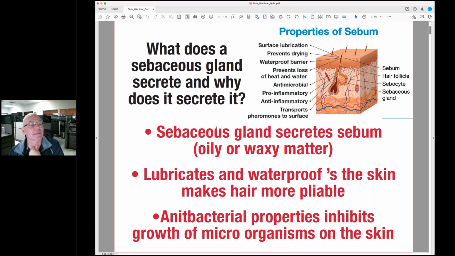So that is the properties of sebum. You can see surface lubrication, prevents drying, waterproof barrier. So kind of a barrier. Prevents loss of heat and water, antimicrobial, as I said. Okay, pro-inflammatory, anti-inflammatory. Transports pheromones to surface. So very cool. Good deal.